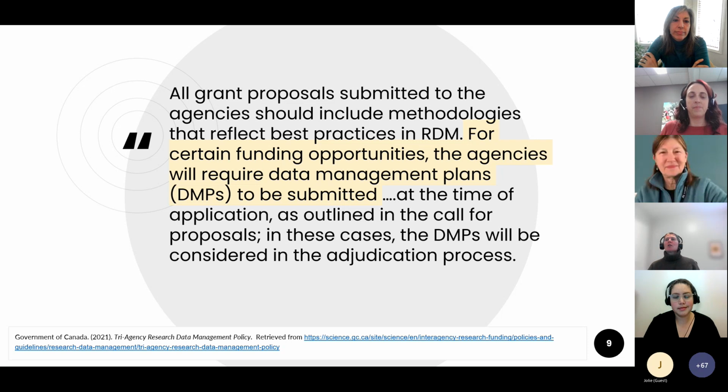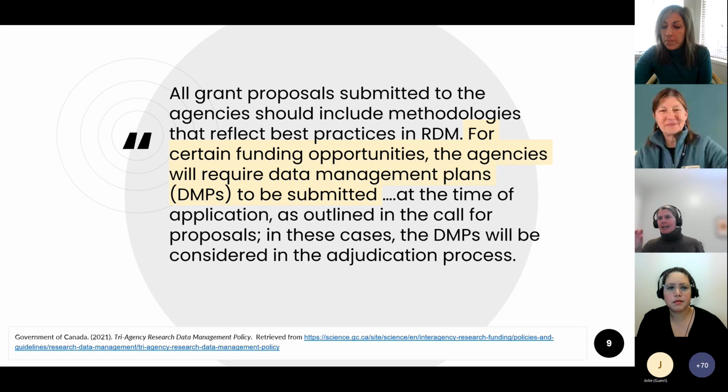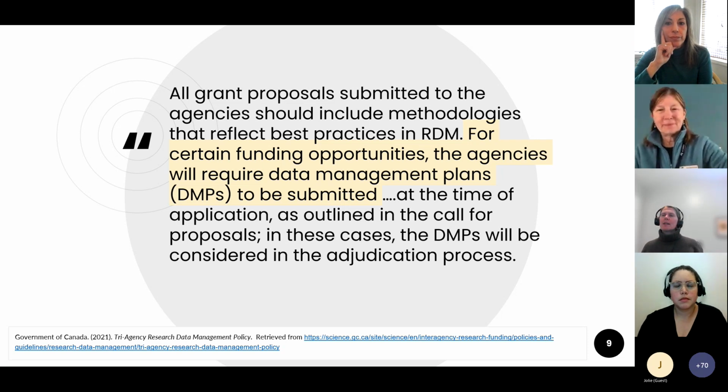All right, next slide. This is the wording from the tri-agency RDM policy, where you can see that for certain funding opportunities, the agency will require data management plans to be submitted. And I should have highlighted that last sentence there that says the DMPs will be considered in the adjudication process. So just a note to folks producing the DMPs and submitting them: this is part of your evaluation. And because the tri-agency is the leader in Canada, I could see this language appearing in other funding opportunities as well. But that remains to be seen. We'll see if that happens. Okay, next slide, please.